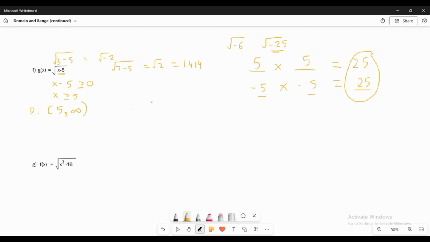But for any value less than 5, we will get a negative under the square root. That is why here our domain is going to be from 5 to infinity. That means after 5, you can get any positive number as your answer.